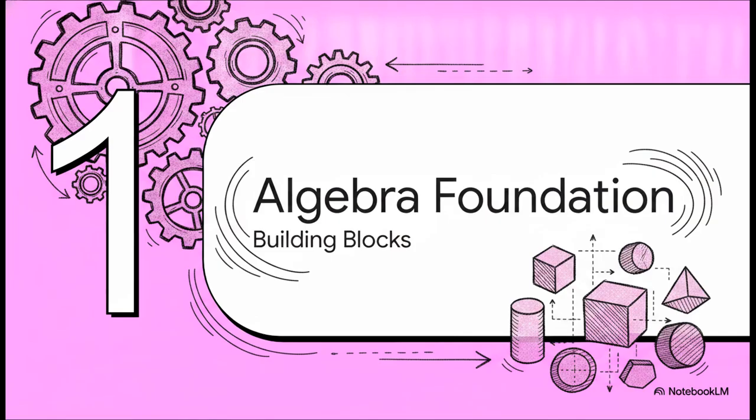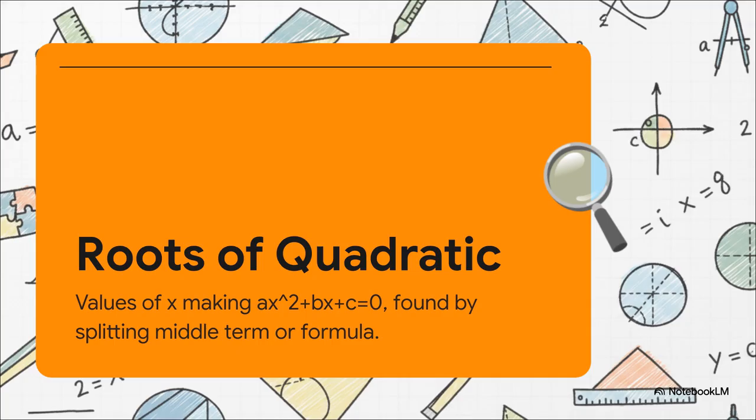Starting off with Section 1, the Algebra Foundation. To start, we really have to understand the core building blocks of our equations, because algebra is literally the engine that drives everything else we're doing today. When you're finding the roots of a quadratic equation, think of it like extracting the very DNA of the formula. You're hunting for those exact x values that balance everything perfectly to 0.